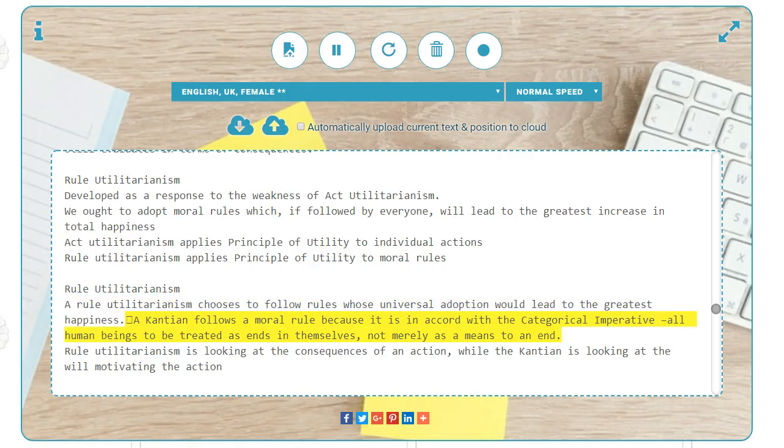A Kantian follows a moral rule because it is in accord with the categorical imperative: all human beings are to be treated as ends in themselves, not merely as a means to an end. Rule utilitarianism is looking at the consequences of an action, while the Kantian is looking at the will motivating the action.